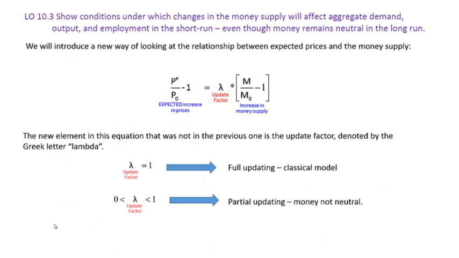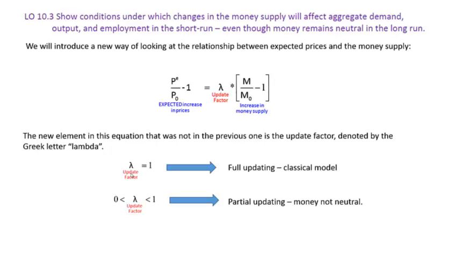So now we're going to introduce a new way of looking at the relationship between expected prices and the money supply. Once again, we have an equation that was very similar to the previous one, an expected increase in prices, and it's linked over here to the increase in the money supply, but you'll see now that we've added an update factor, and that's represented by the Greek letter lambda. So if we think about agents that fully update immediately, they recognize that the money supply has changed and that increase in the money supply is immediately reflected in all prices and all wages. Then that update factor will be equal to 1.